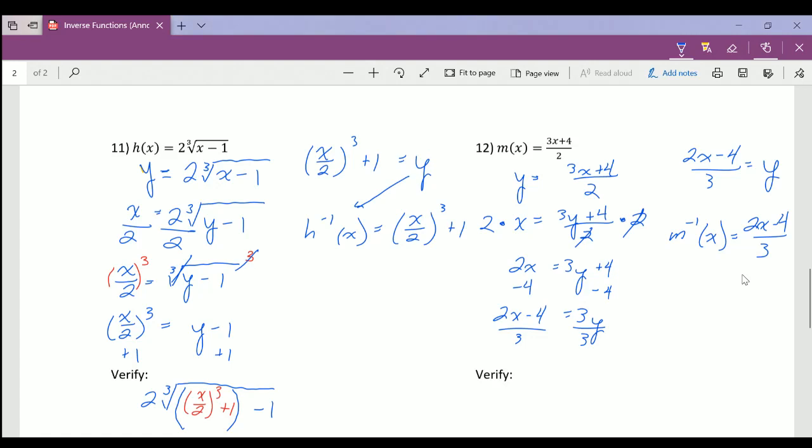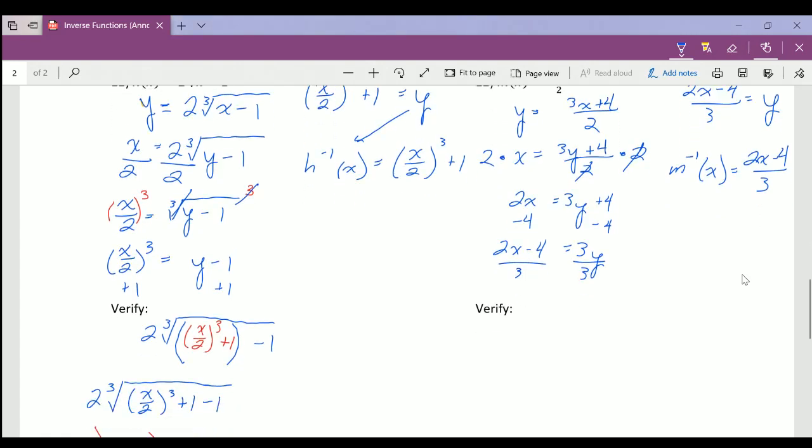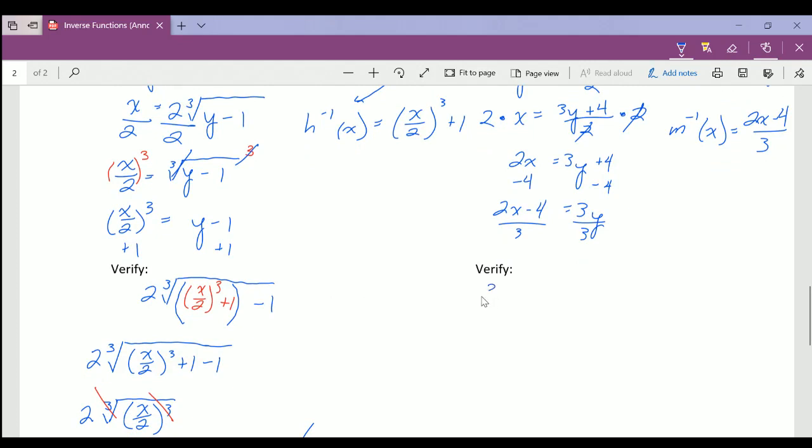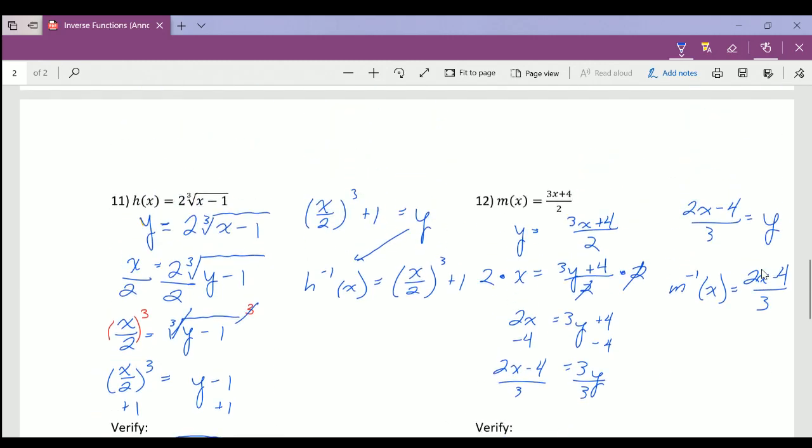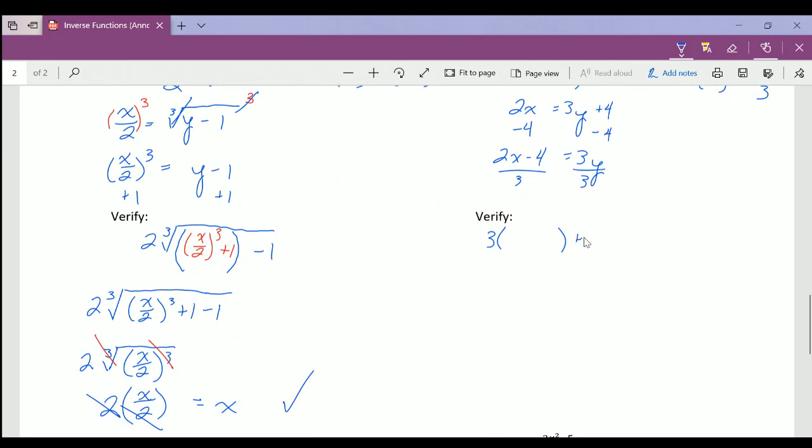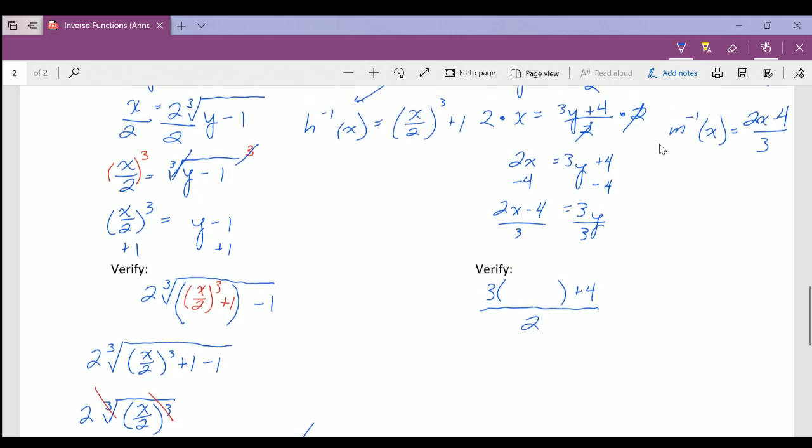Only way to be certain is to verify it. So I'm going to come down here. I'm going to take the original, which is (3x plus 4) over 2. And then inside the parentheses, we will place what we believe to be the inverse, (2x minus 4) over 3.